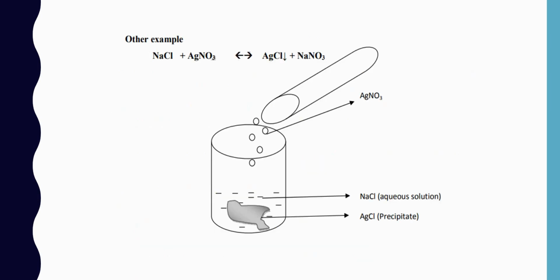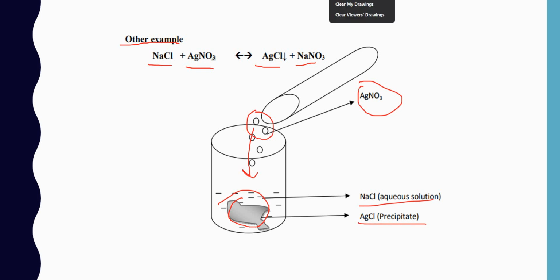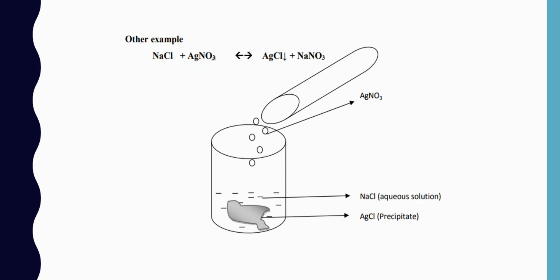So one example is given here, a classical example of a precipitation reaction, NaCl and AgNO3. So AgCl is getting precipitated and NaNO3 is left behind. We have an aqueous solution of NaCl to which we are adding AgNO3, and AgCl precipitate is formed here. So this is how a precipitation reaction works, and with the help of this reaction we do the titration.